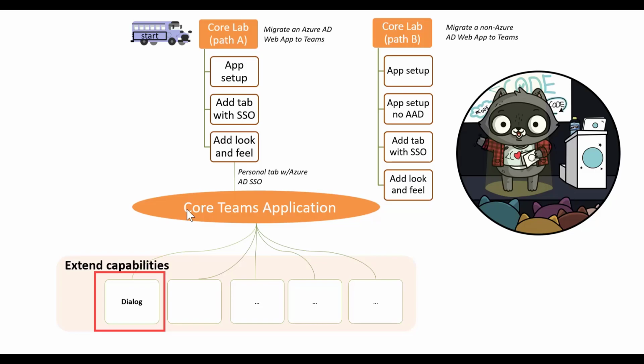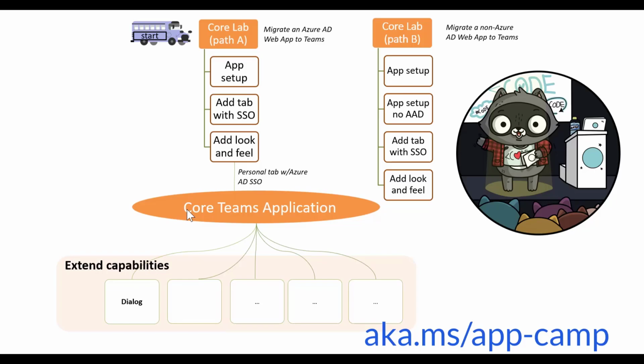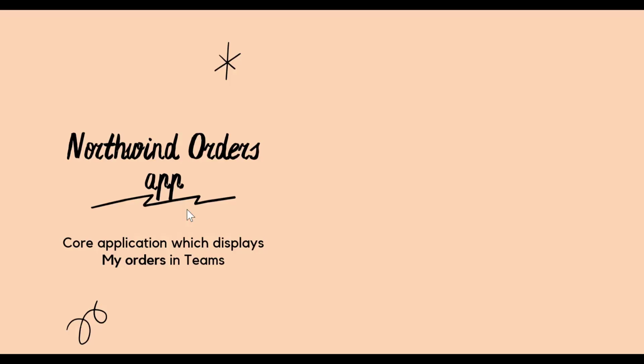Note that you'll need to complete lab A01 to A03, which builds out the core application before starting this one, as they build on one another. You can find all the App Camp labs at aka.ms/app-camp.